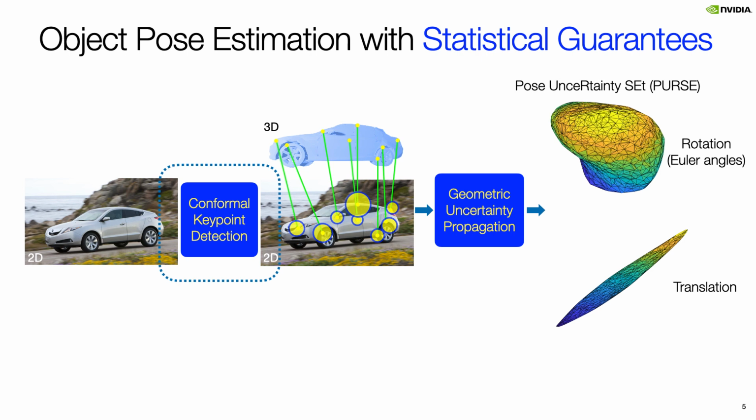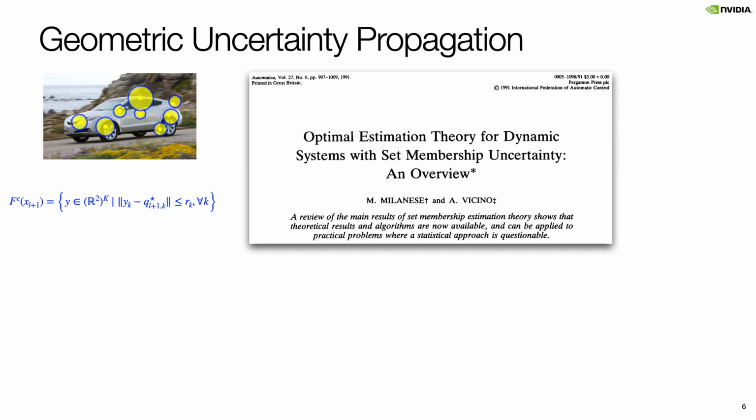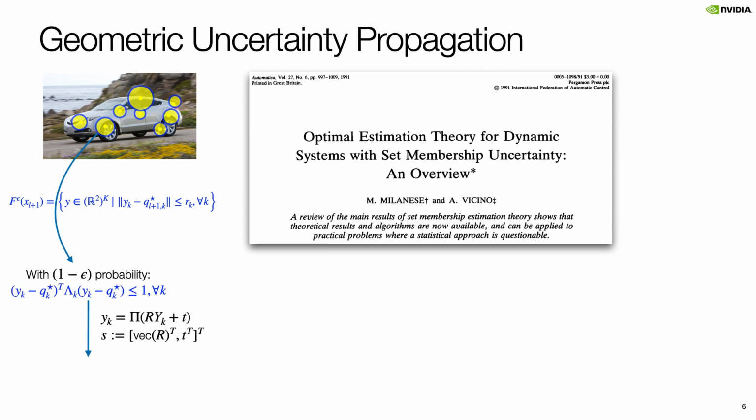In the second stage, we propagate the uncertainty on the key points to the poles. In geometric uncertainty propagation, we are inspired by the machinery called set membership estimation in control theory. What we do is simply rewrite the constraint on the key points to become constraints on the poles. We do this by noting that the k-th key point y_k is nothing but the reprojection of the 3D key point after rigid transformation of the ground truth pose R and T. Let's call S the concatenation of the ground truth rotation and translation. We can now write this constraint as quadratic and linear constraints on the ground truth pose S.